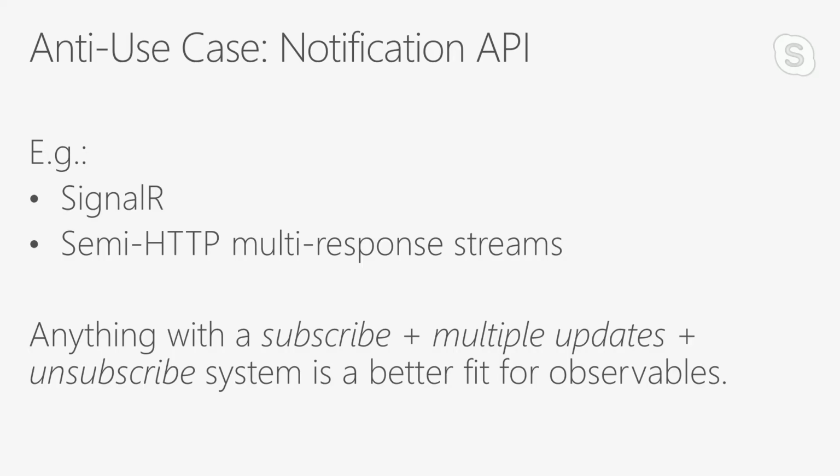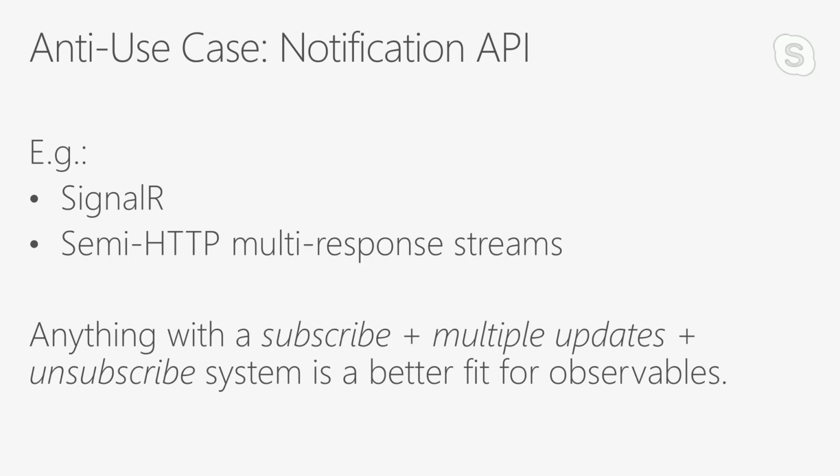Before jumping on, I do want to make a quick note here that there's an anti-use case as well. Asynchronous enumerables are not for absolutely everything. When you have more of a notification API, for example, SignalR, we have a system usually where the client will connect to the hub, then it will receive multiple messages, and then it will disconnect from the hub. Or another thing that's become more common in the last few years are these HTTP streams that send out multiple, independent responses. So in this kind of scenario, you'd connect to a socket, you'd get multiple messages on that, and then disconnect. Pretty much anything that follows this subscribe, one or more updates, unsubscribe kind of system is usually a better fit for observables because these APIs are naturally push-based.